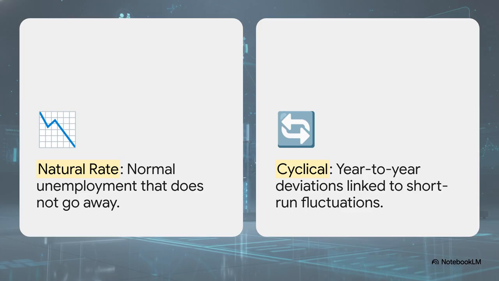Cyclical unemployment represents those short-term, year-to-year economic recessions and booms, the jagged spikes. But the natural rate, that stable baseline, is the normal, permanent, long-run rate. Basically, even in the best of times, there is always unemployment in the economy.